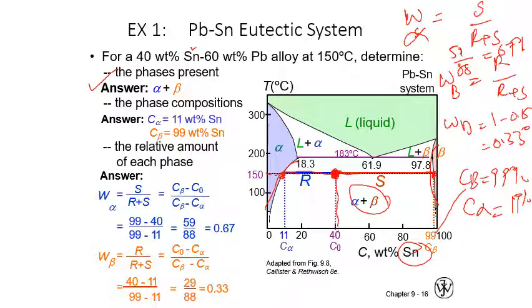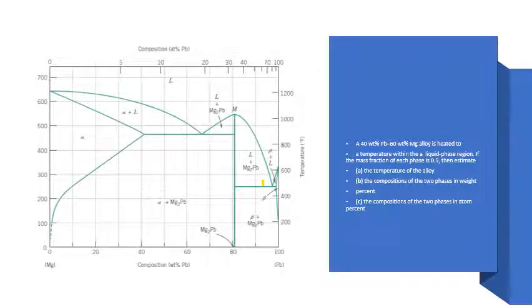So the lever rule is also applicable here. Okay, so this is a question for us. We are given a 40% lead and 60% magnesium alloy that is heated in the liquid alpha region. This is the liquid alpha region. If the mass fraction of each phase is 0.5, then estimate the temperature of the alloy, the composition of the two phases, and the composition in atomic percent. For this, you are given that Pb has an atomic mass of 207 and Mg has 24.3 grams.